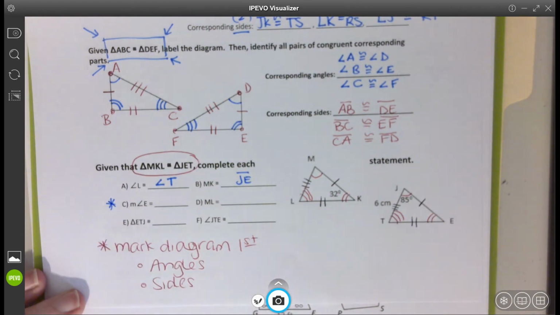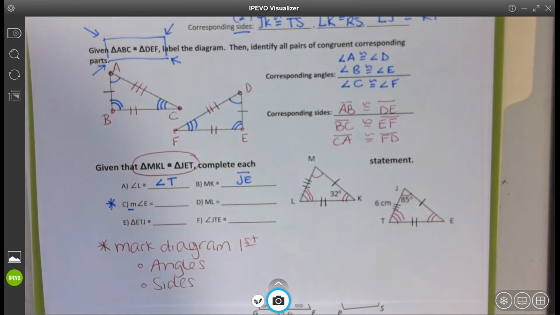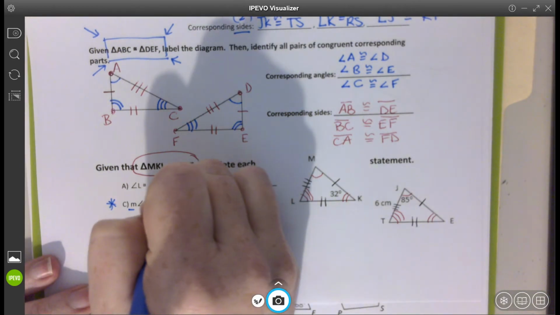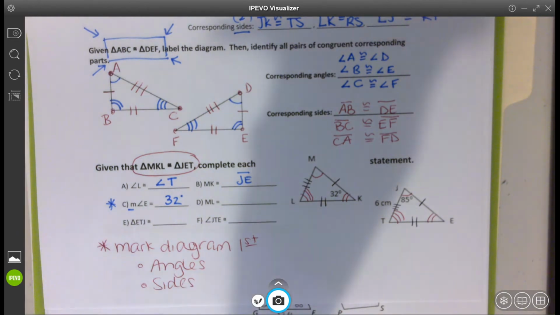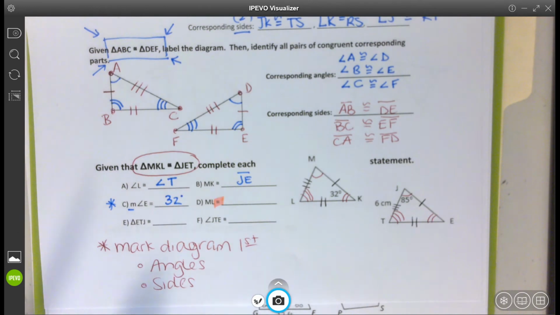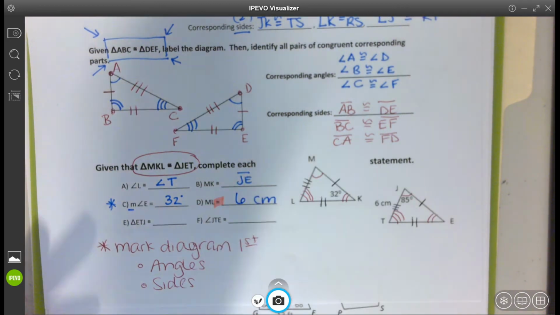Letter C has that little letter M in front of it. Remember, that actually means measure. So I actually want to know the measure of angle E and not the corresponding part. So the measure of angle E is 32 degrees. So we're paying attention to our symbols and our letters. All right, in D, notice we have an equal sign and not a congruent symbol. So here they try to trick us and think that we're matching a part, but they want to know the length. So here this is 6 centimeters. So again, C and D try to trick us. Make sure we're reading that carefully.